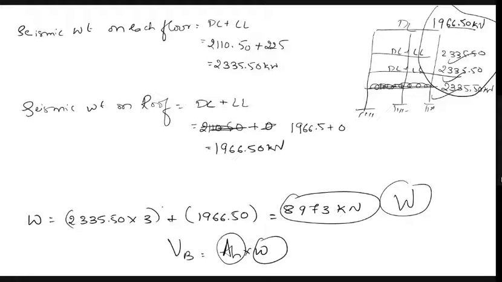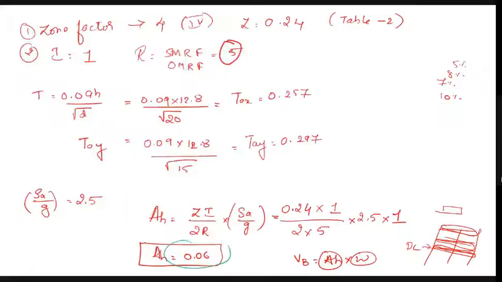So what was our AH value? AH we have got 0.06. Okay, we have got the value of W also. Therefore, the design base shear will be equal to AH into W. AH we have got 0.06 multiplied by 8,973 kilonewton. Therefore, the design base shear will be 538.38 kilonewton. So finally we have got the design base shear.